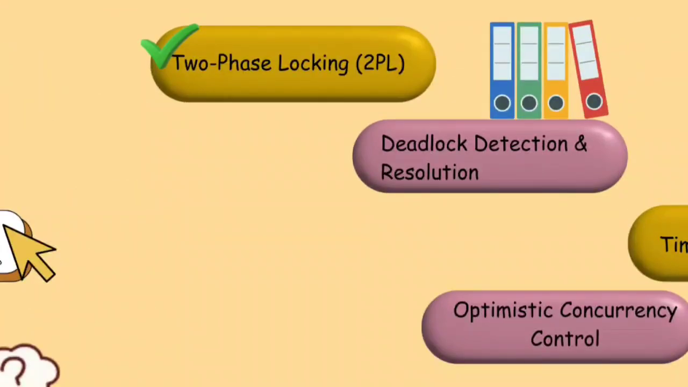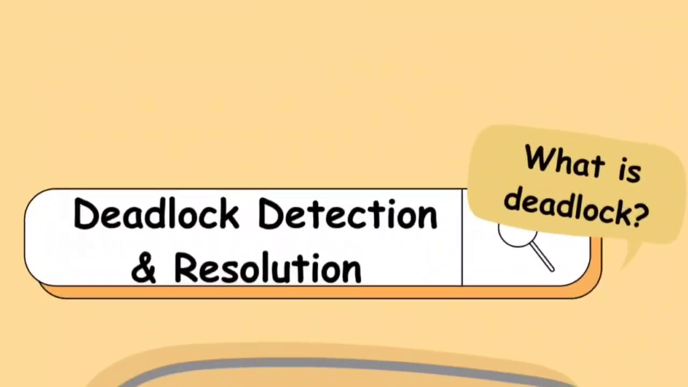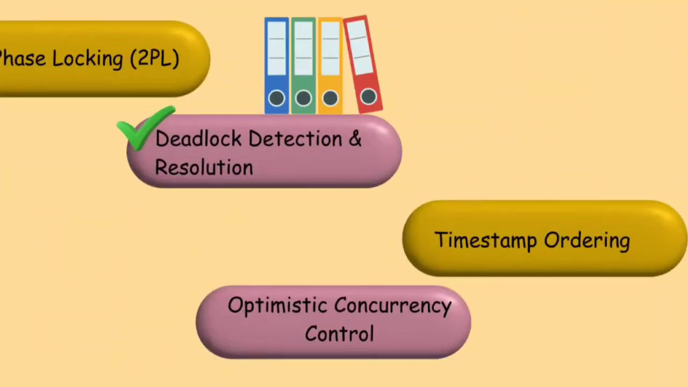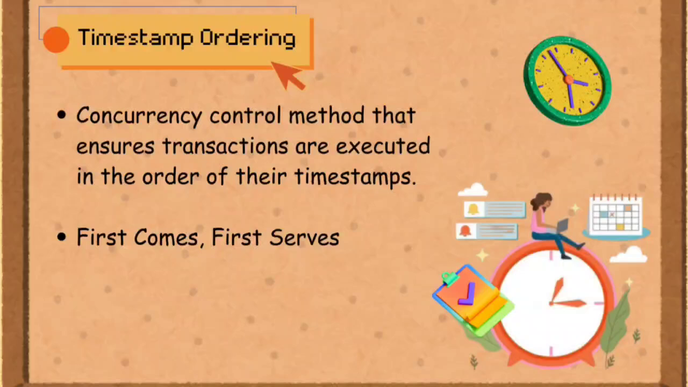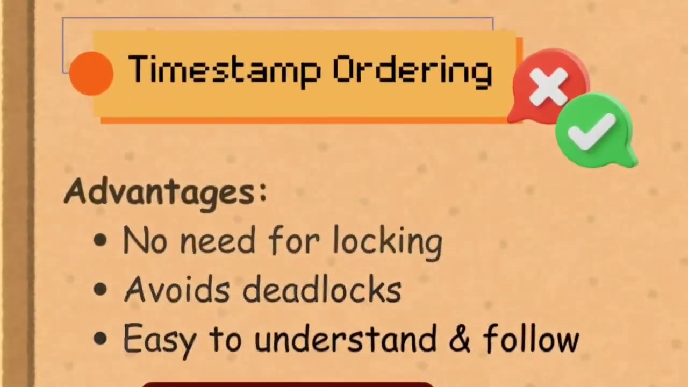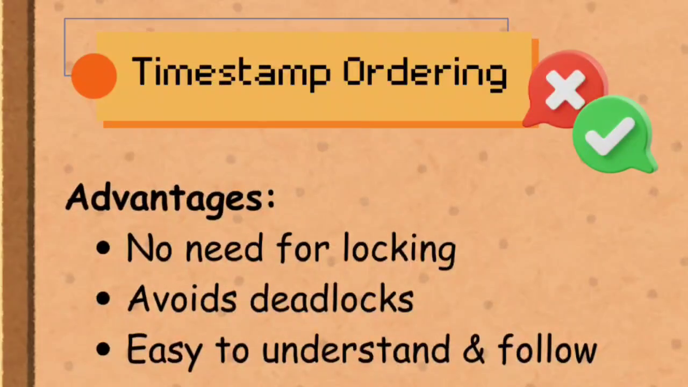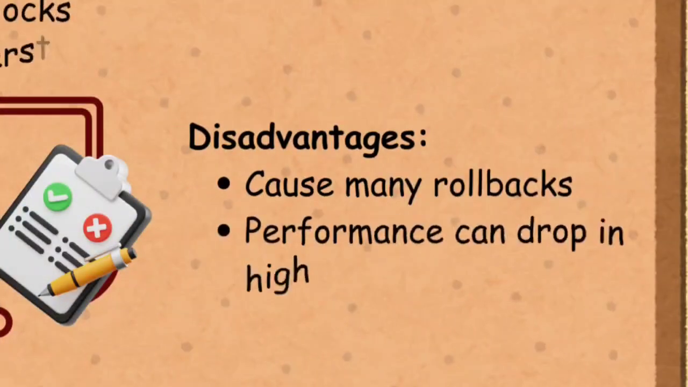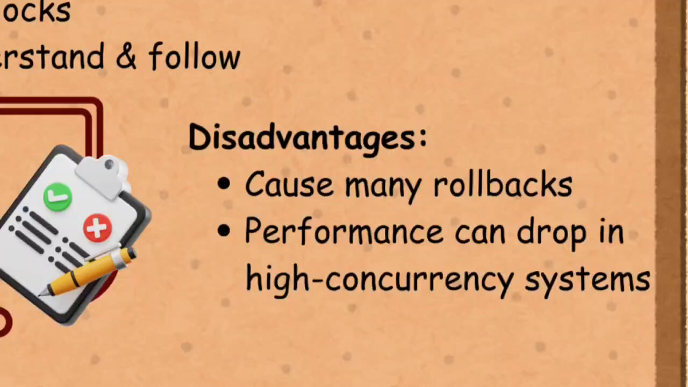Let's look at another point, which is deadlock detection and resolution. But what is a deadlock? Deadlock happens when two or more transactions are waiting for each other's resources and none of them can proceed. Timestamp ordering is a concurrency control method that ensures transactions are executed in the order of their timestamps. First come, first served. Advantages: no need for locking, avoids deadlocks, easy to understand and follow. Disadvantages: causes many rollbacks, and performance can drop in high concurrency systems.